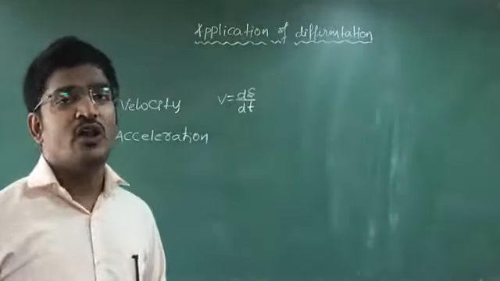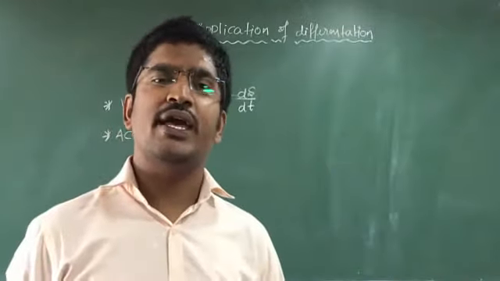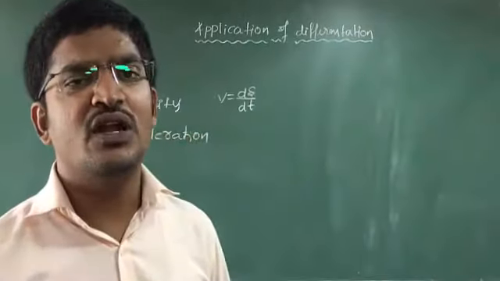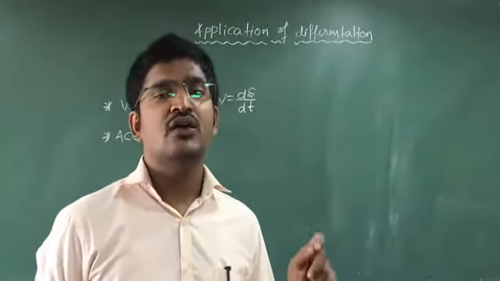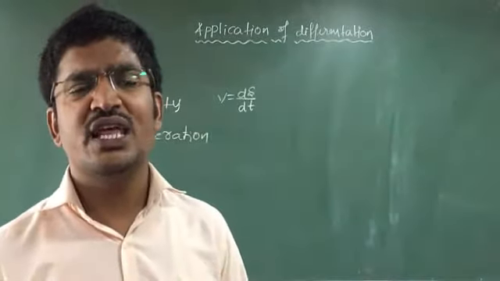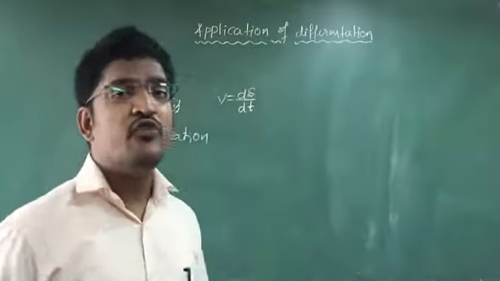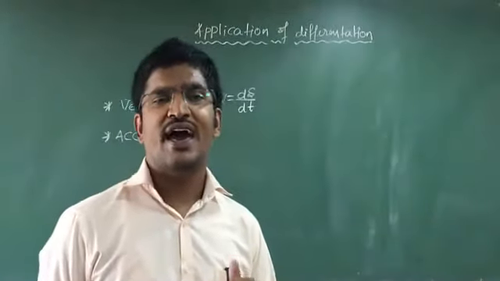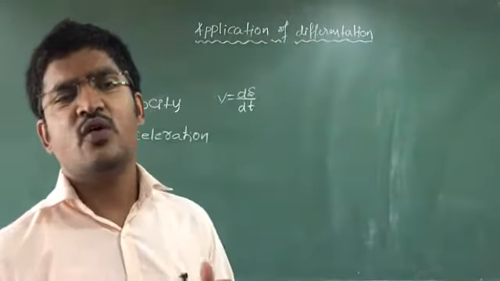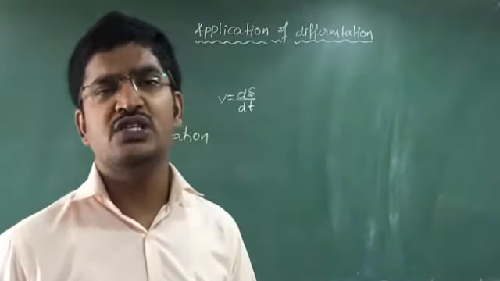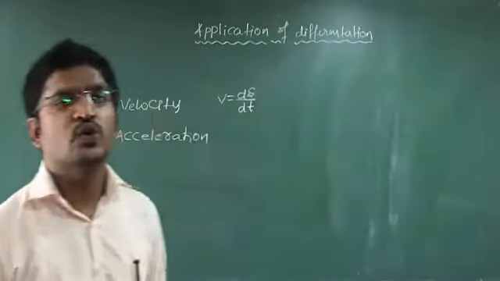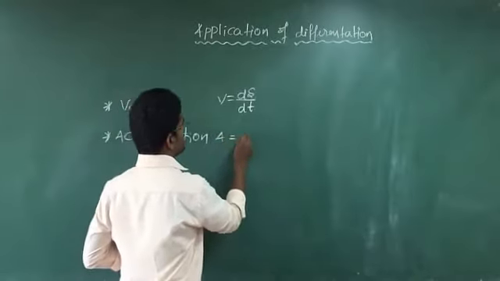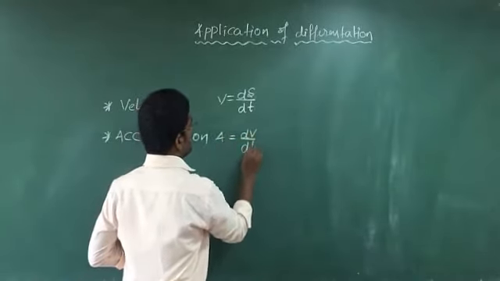Now let us go for acceleration. Acceleration is the rate of change of velocity with respect to time. What is acceleration? Rate of change of velocity with respect to time. That means acceleration a is written as dv by dt.